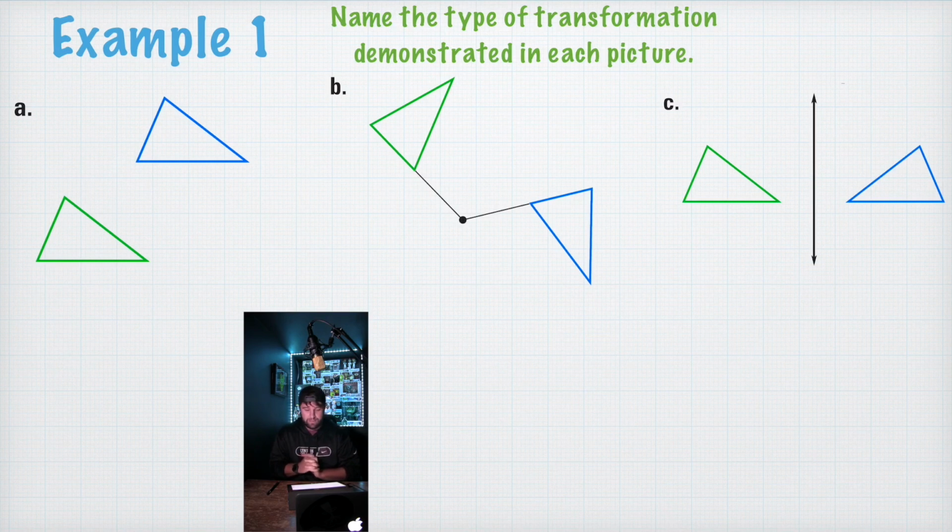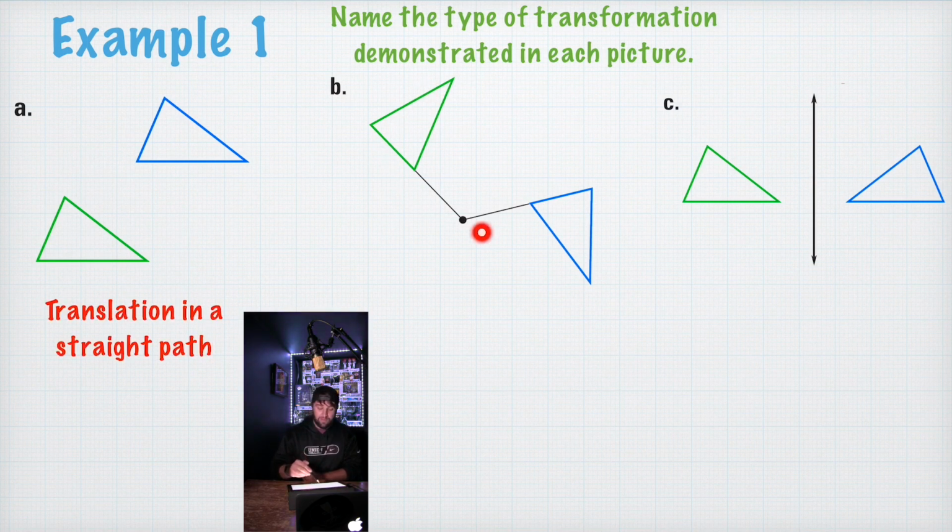Example one, they want us to name the type of transformation demonstrated in each picture. So if we look at A, it is simply sliding from here to here. It doesn't change its orientation or anything, it just slides. So that would be a translation in a straight path. If we look at B, the dead giveaway is there's a center of rotation, but also, I said the word rotation. So it's rotating about a point, because this just goes right there. Kind of like a plane dive bombing out of the sky or something. So that would be a rotation about a point.